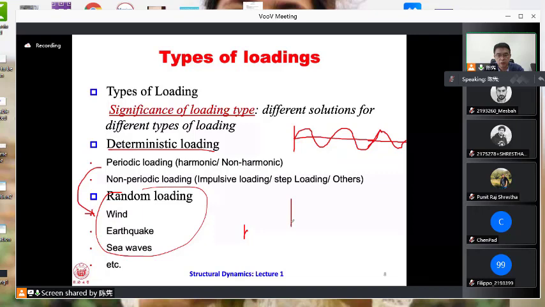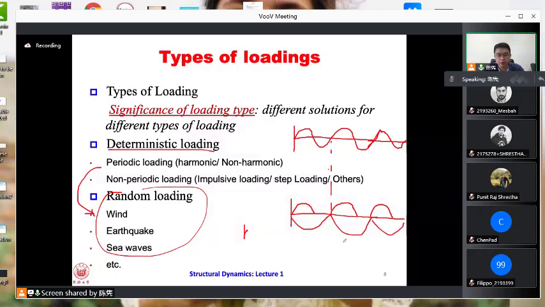So how about this one? If we have a loading like this, sorry, this is too difficult to draw with the mouse. Okay, I'll try my best. Which means it has only the positive part of a sine wave. Is this a harmonic one? No, this is not a harmonic one, but this is a periodic one. Okay, it's periodic. This is T, the period T.